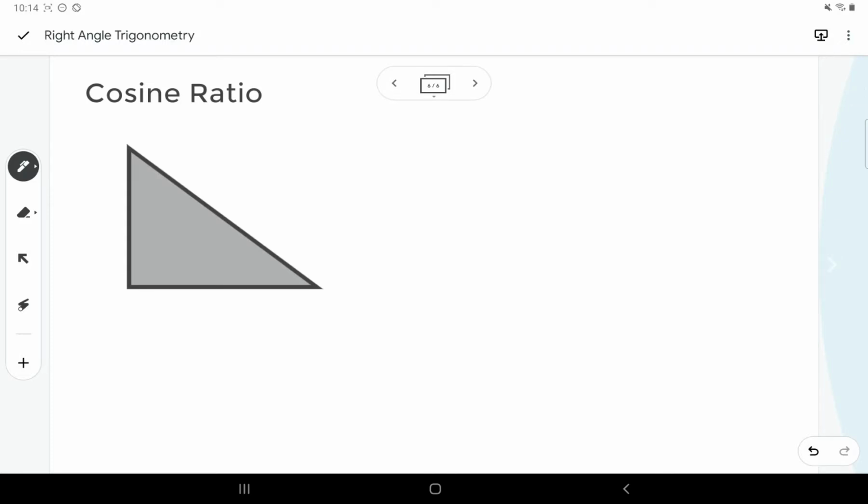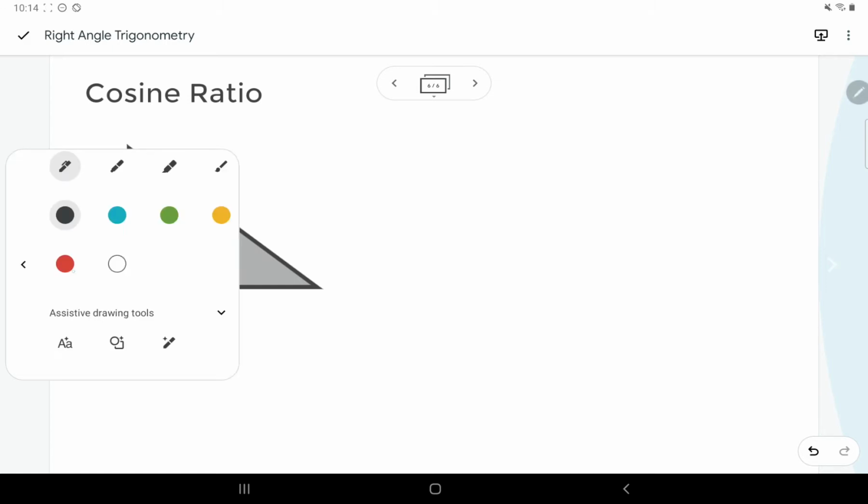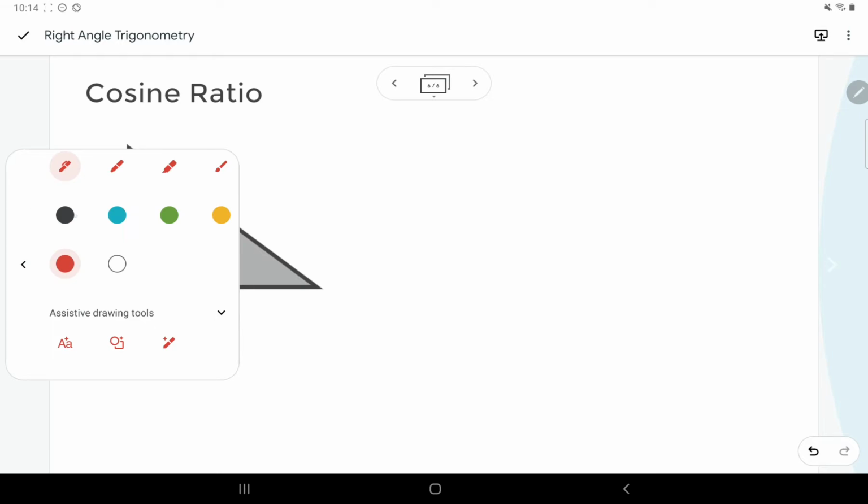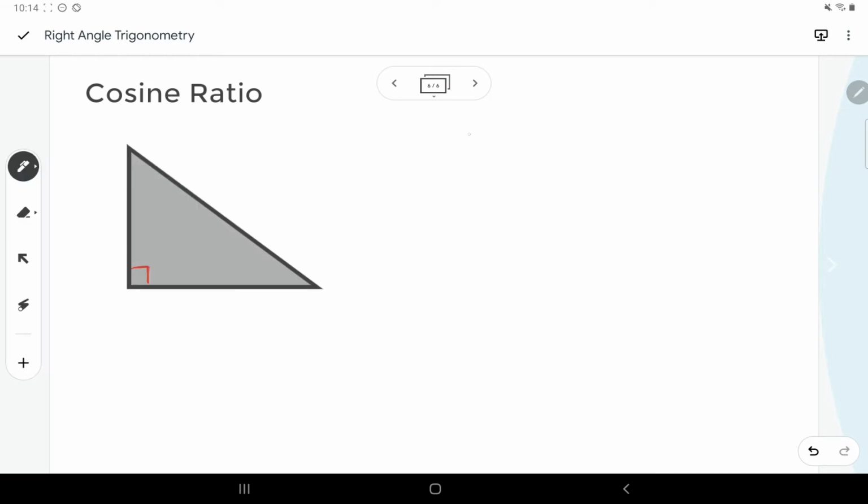The cosine ratio. So cosine ratio is another one of those trigonometric ratios that lets us compare the sides and angles of right angle triangles like this one. We can check that this has that right angle in the corner, that little box. And it lets us find various sides and angles. So cosine ratio looks like this.